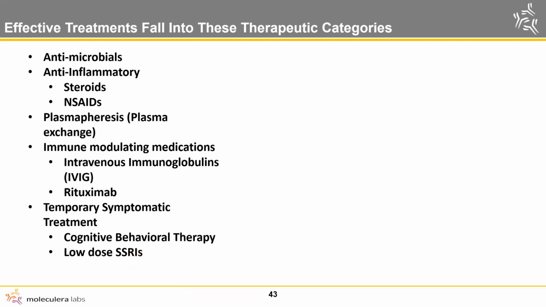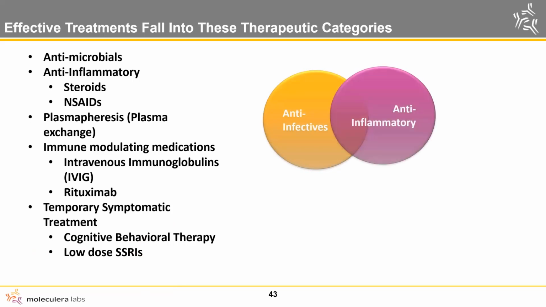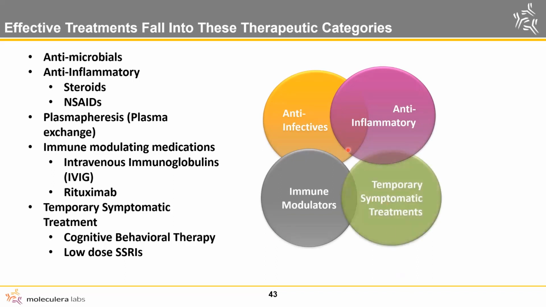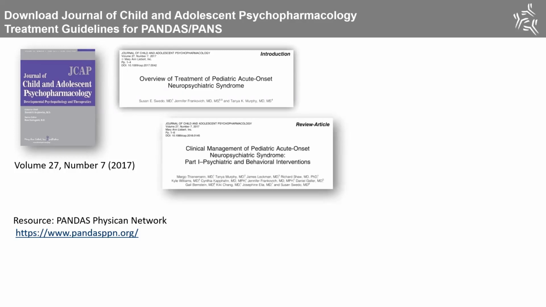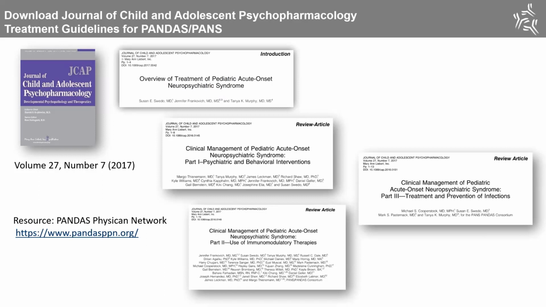Obviously, symptomatic treatment is important. So you can see these will generally fall into these categories: anti-infectives, anti-inflammatory, immune modulators, and then, of course, temporary symptomatic treatments. There are some very good guidelines for PANDAS and PANS, but these can be utilized as a model for other infection-triggered autoimmune neuropsychiatric conditions. We have these publications on our website. The PANDAS Physician Network, or PPN, is another good resource. But remember, PANDAS and PANS can be thought of as medical models. This will help in your clinical practice, even if your patient may not be a quote unquote PANDAS or PANS patient.